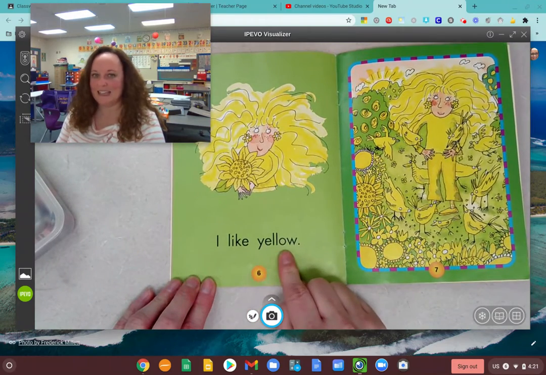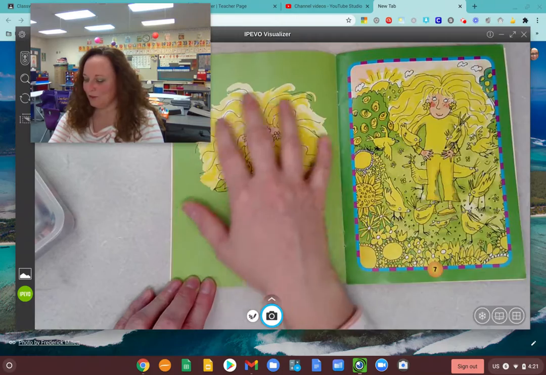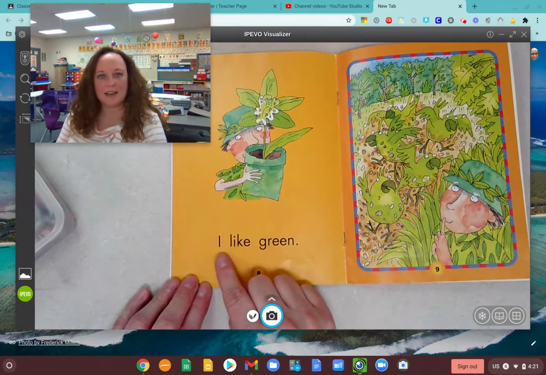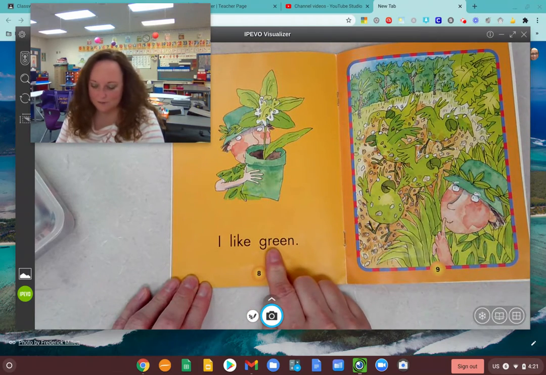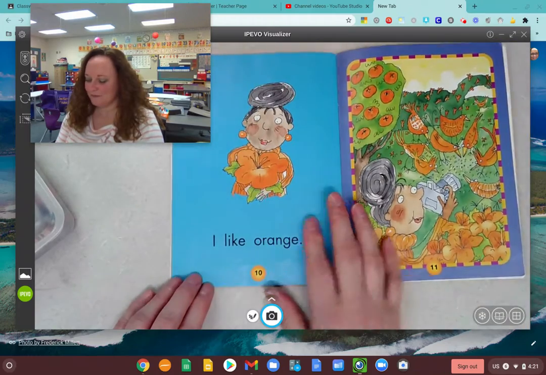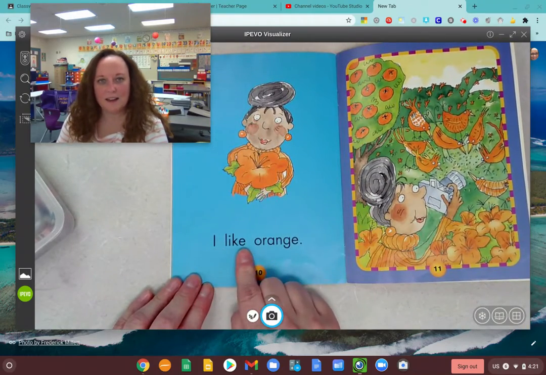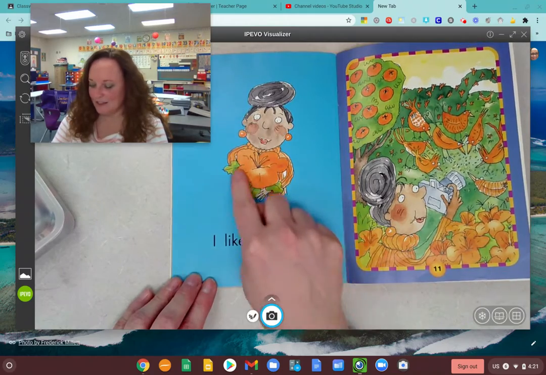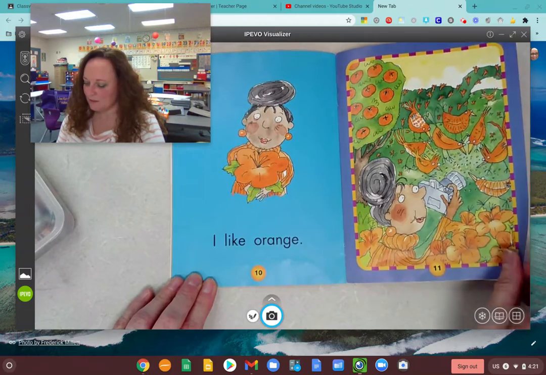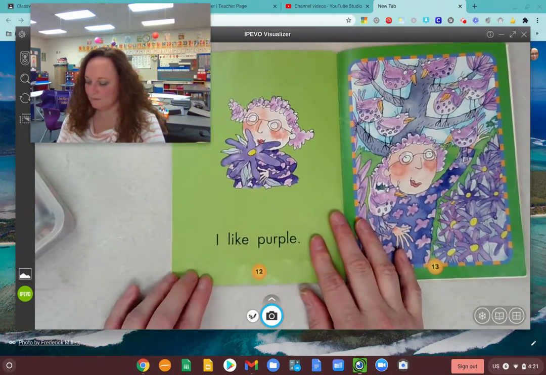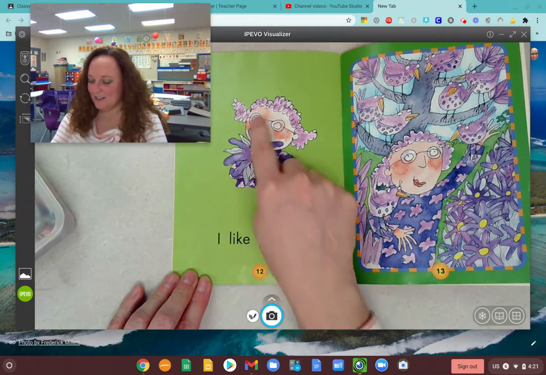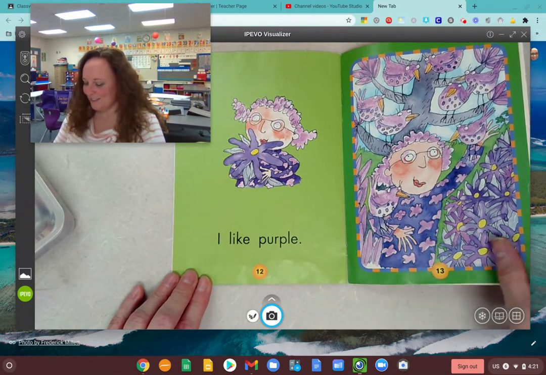I like yellow. Wow, look at that beautiful yellow hair. I like green. Looks like they're almost in a jungle, doesn't it? I like orange. That is an enormous flower, and look at those huge orange earrings. I like purple. She looks like she even has some purple glasses there.